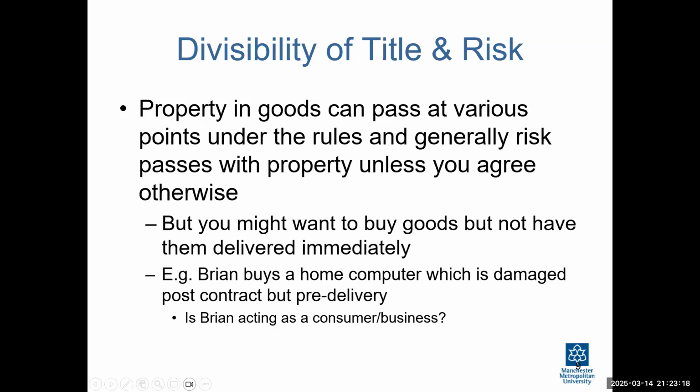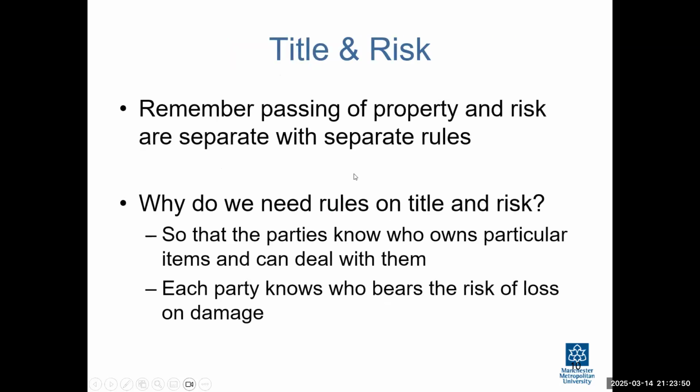For example, someone buys a mobile phone that is damaged after the contract but before delivery. The question you want to ask is who bears the risk of that damage? Is it the buyer or the seller? The answer would depend on whether the person is a consumer or a business. If it's a business, we follow sections 16 to 20 of the SGA. If it's a consumer, you cannot get property until it's delivered. I think that's section 29, if I remember correctly, of the CRA.